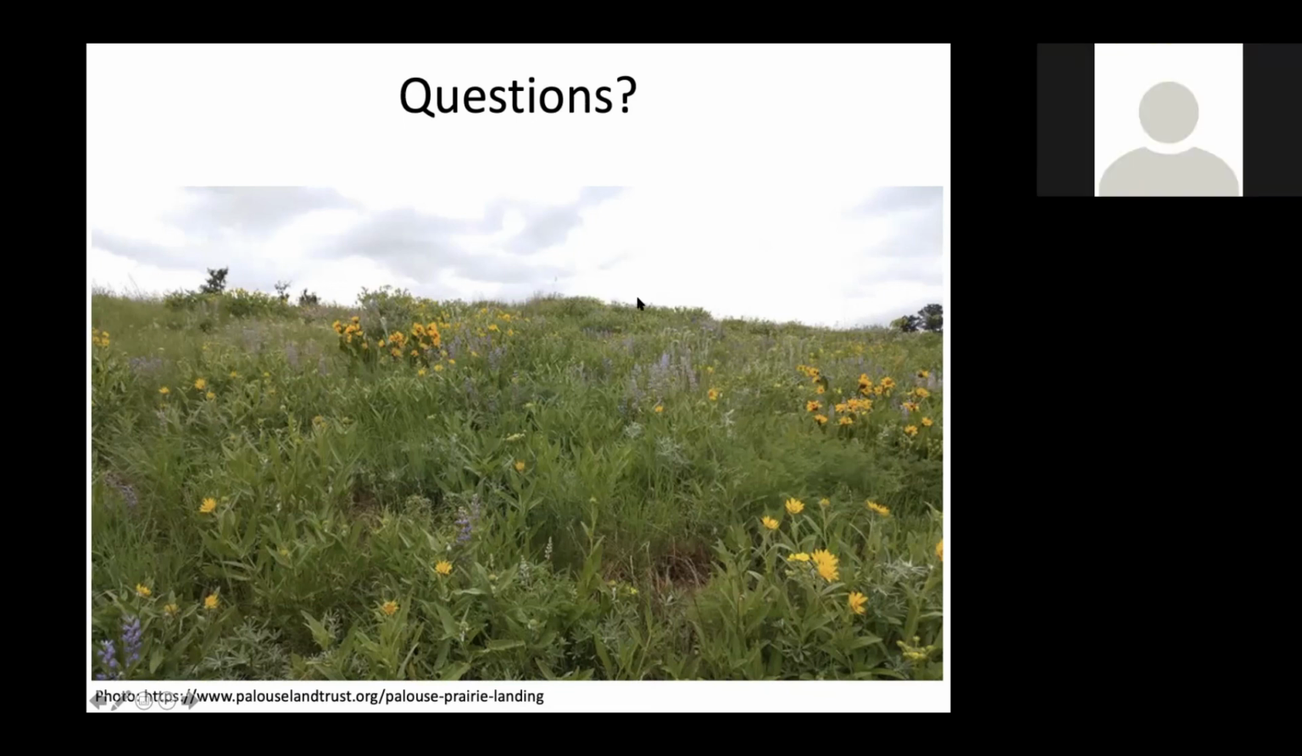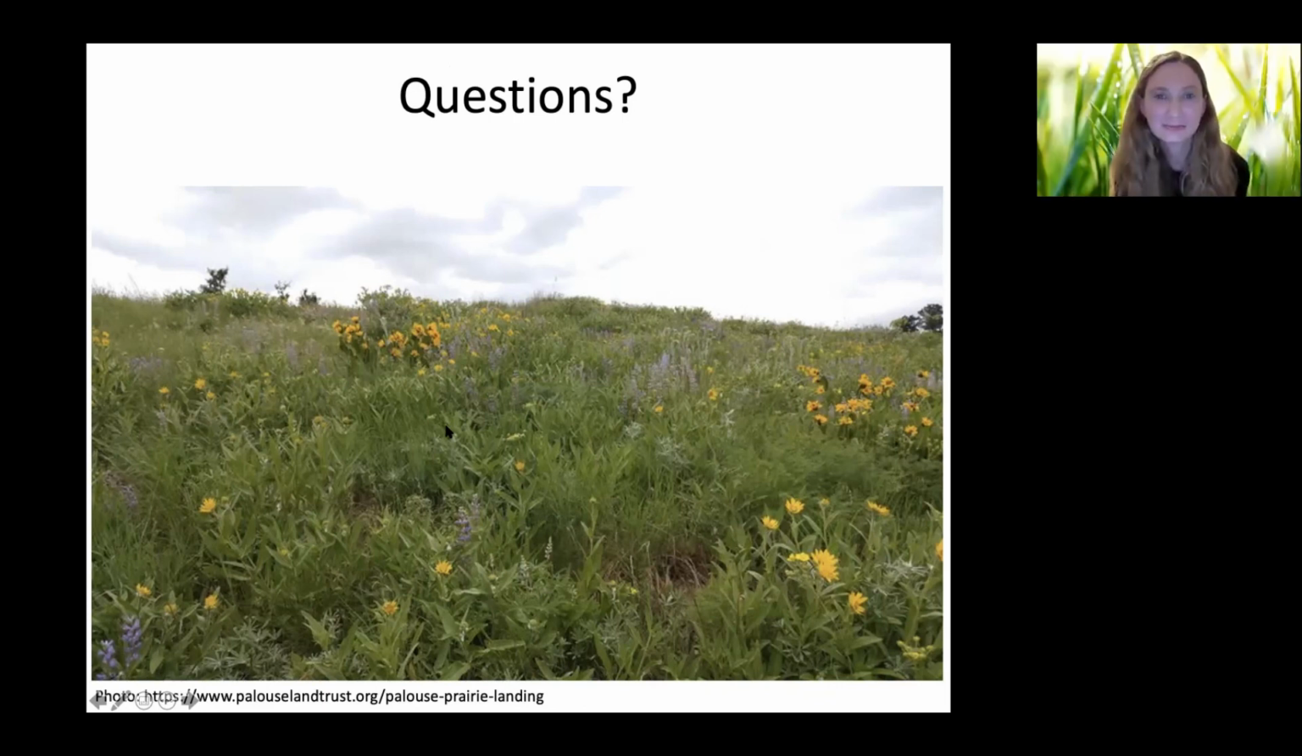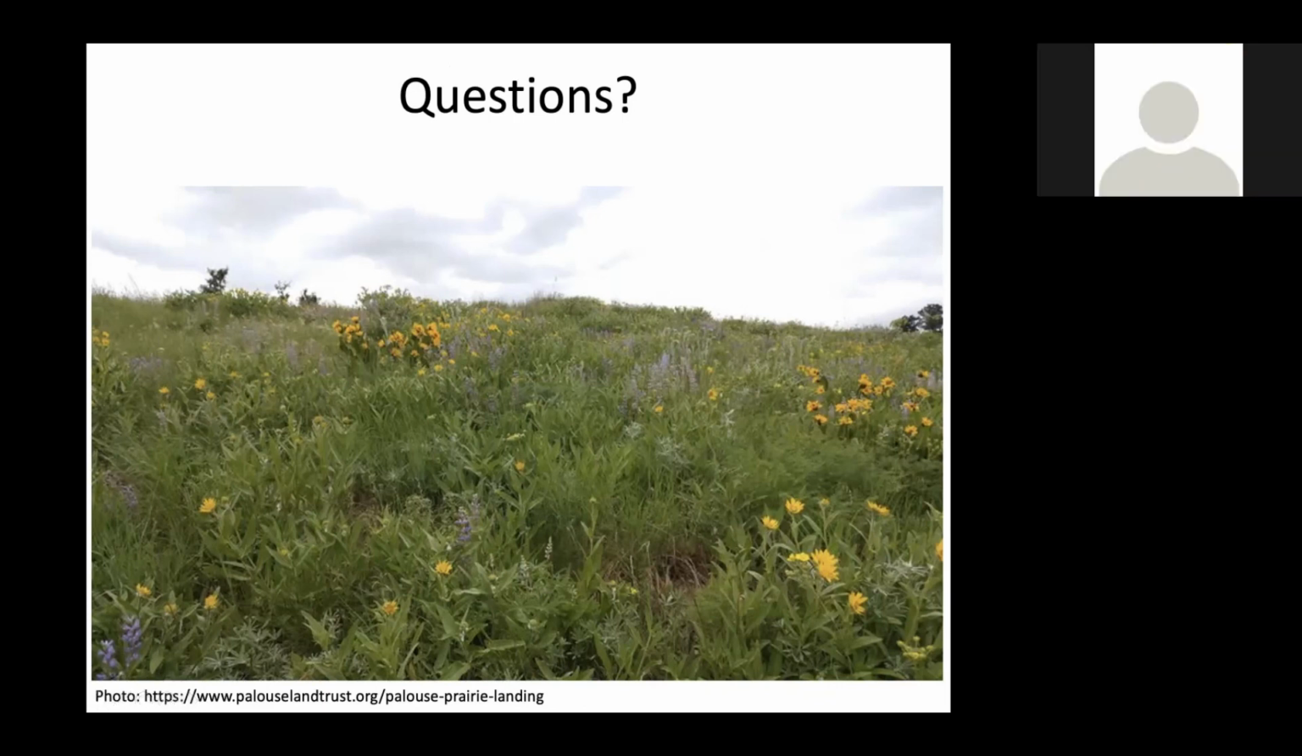There's also a couple of questions in the question and answer box from one of them is, how are you determining what native plants to focus on? Are you asking whether you're coordinating with local tribes? That's the first one. Mm-hmm.